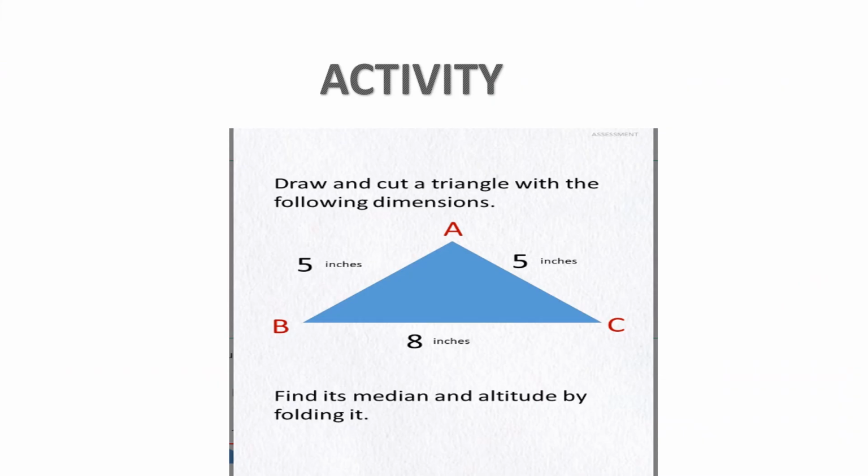Okay children, let's see one activity regarding altitude and median. See, what you have to do, you have to draw and cut a triangle with the following dimensions. Instead of 5 inches, you can take centimeter also, no problem. 5 centimeter, 5 centimeter, and 8 centimeter. Okay, these are suppose three sides of triangle. Then by folding it, you have to find out median and altitude of the triangle. Got it? So do this activity at your home.